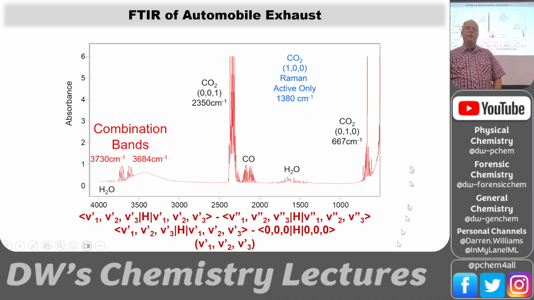So here's the spectrum of automobile exhaust. This is a little bit of review, so I'll go through quickly. Here's our mid-infrared spectrum. Over here we have CO2, the bending motion. We have the stretching motion in CO2. That's the asymmetric stretch, which is infrared active. And then we have a Raman active stretch that doesn't show up in the infrared.